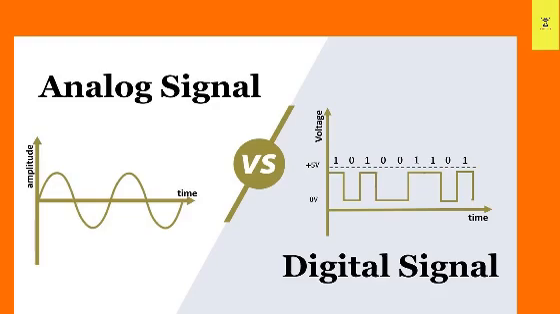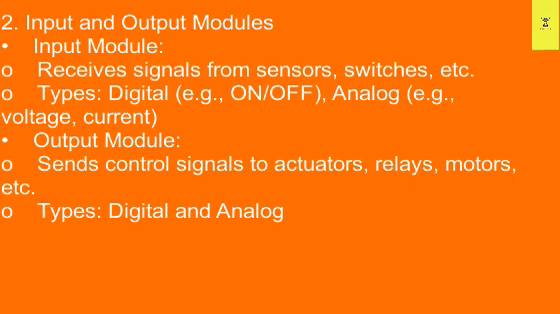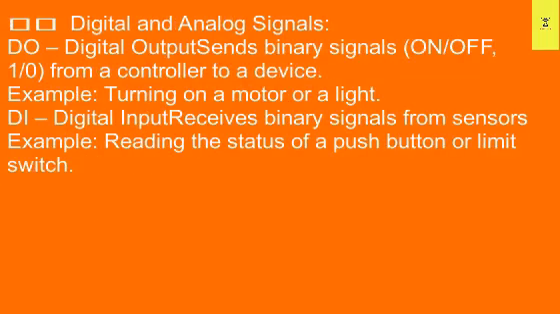The output modules send control signals to actuators, relays, and motors, and also to the lamps. Also, the output modules can be digital and analog.